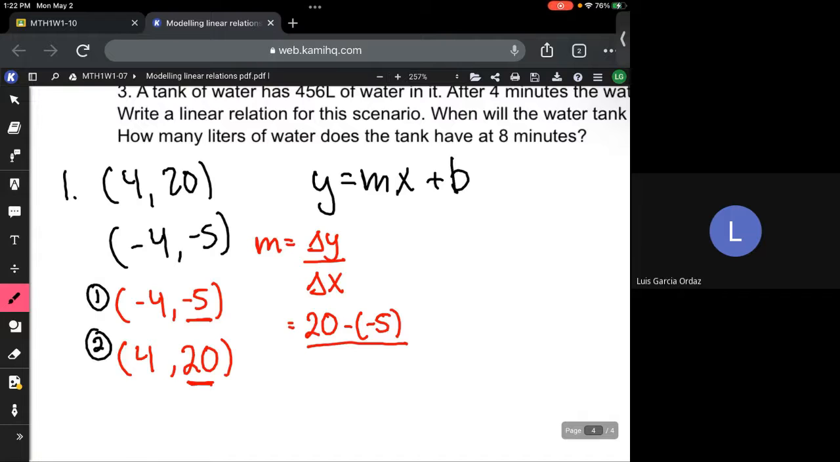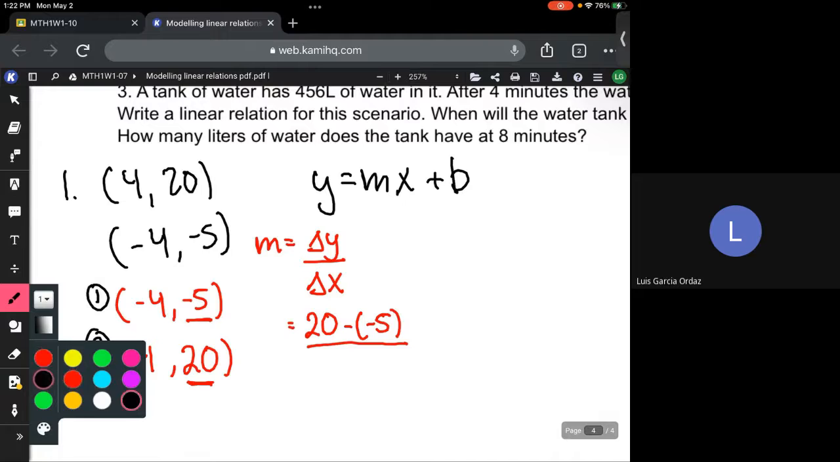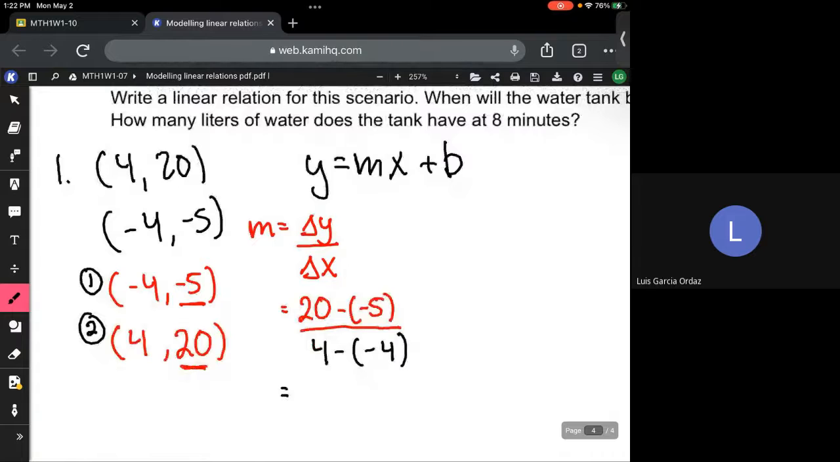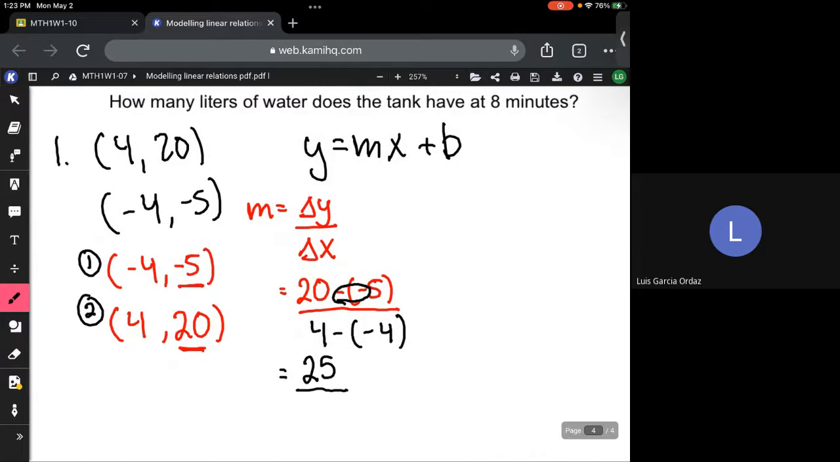What is my change in x? What is that going to be represented by? 4 subtract -4. Yep, which is really 4 plus 4. So for my numerator, 20 minus -5, what do I get? 25. Because these two negatives beside each other create a positive, so it's the same thing as saying 20 plus 5. So I should get 25, and for the second one, 4 minus -4 is going to be 8.